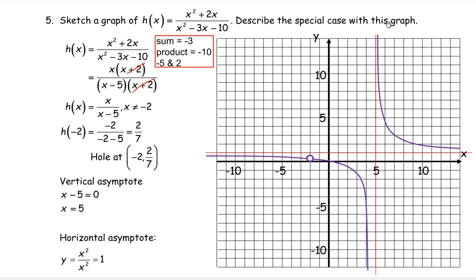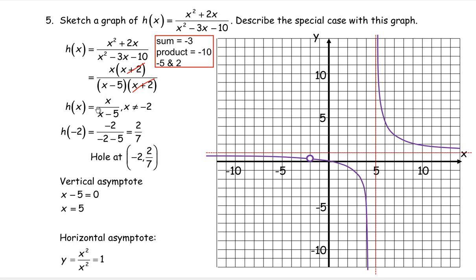Now this is the special case. This x over x minus 5 function and this function are the same, except this function you can actually evaluate at negative 2. I'm using negative 2 because it's the value that makes both these factors 0. So if I put negative 2 in place of x here, I get negative 2 over negative 2 minus 5, which is negative 7. So negative 2 over negative 7 simplifies to 2 sevenths. They're both negative, so we divide that out to give us a positive.